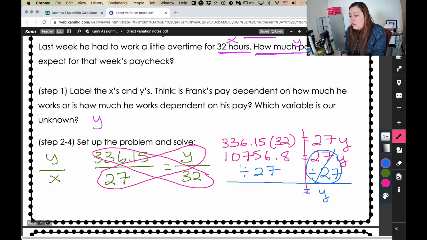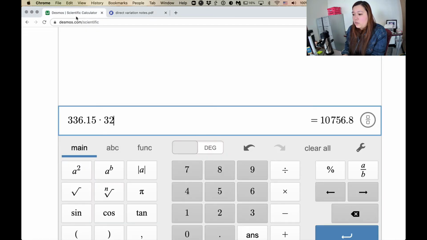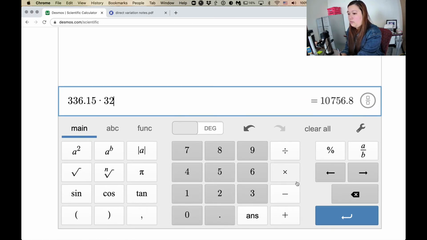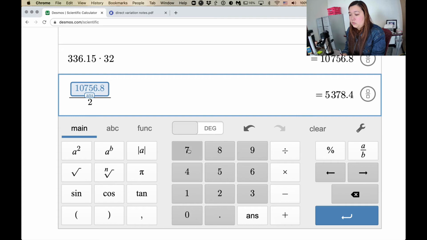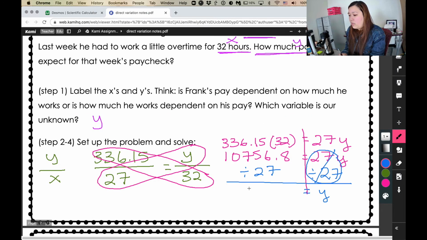And then we do 10,756.8 divided by 27. Take our answer, divided by 27. And we get 398.4 as our answer. And so, since this is money, we can put this in money format, and that means that our answer is $398.40. And so with 32 hours of work, Frank would be able to make $398.40. And that's how we get our answer. And that's really about it.